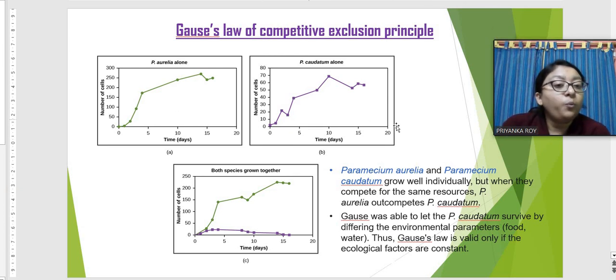So they grow well individually, but when they are competing for the same set of resources, we can see that one species is eliminating the other species, because quite naturally, for survival they need to have their own food, so they are eliminating it. But when we change the environmental parameters, when we change certain food and water conditions and all that, then we see that P. caudatum is also able to grow. That means it has separated its niche from P. aurelia's niche, and therefore it is now able to grow.